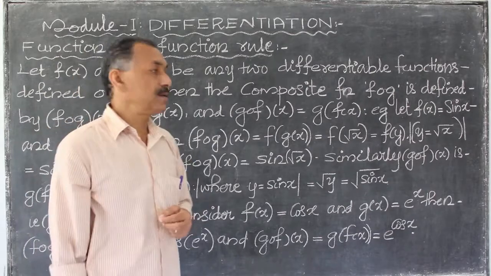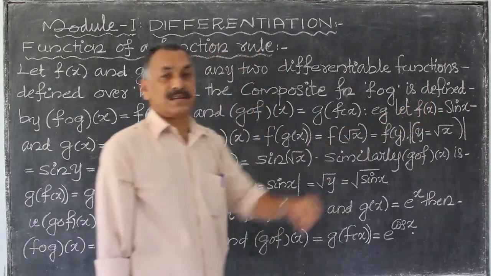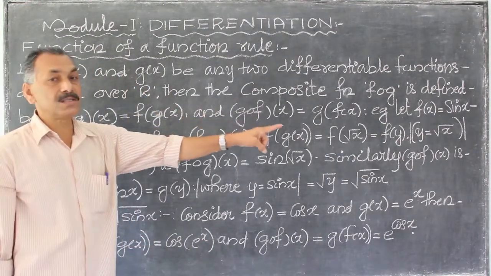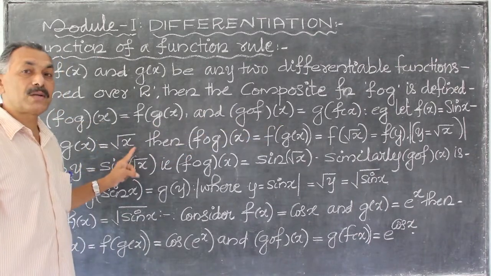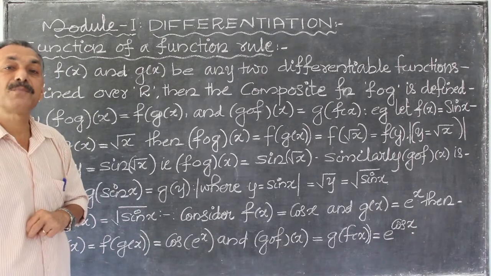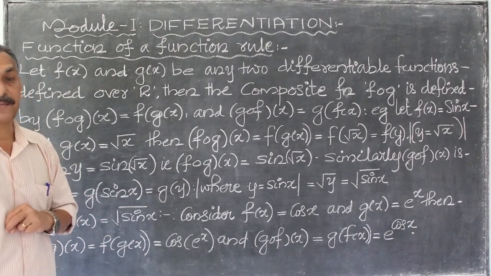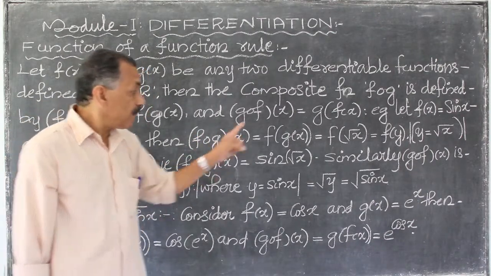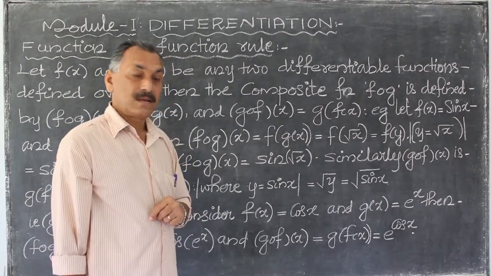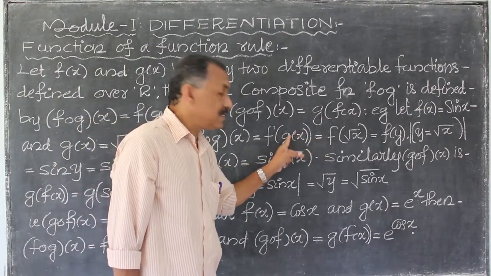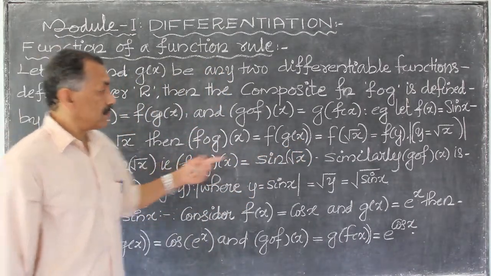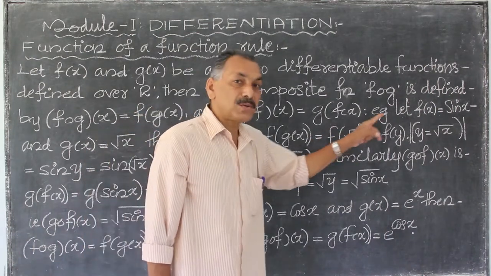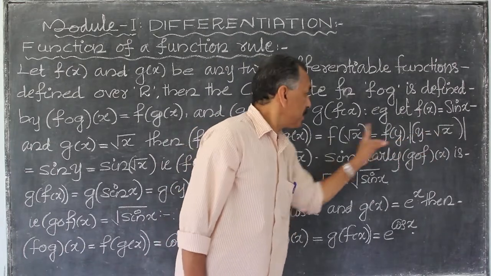We consider this example. Let f of x is equal to sin x and g of x is equal to root x. That means f of x is equal to sin x and g of x is equal to root x are functions defined over the set of real numbers. Then f dot g of x, the composite function, is f of g of x. What is g of x? g of x is equal to root x. So f of root x. Taking root x as y, then f of y.